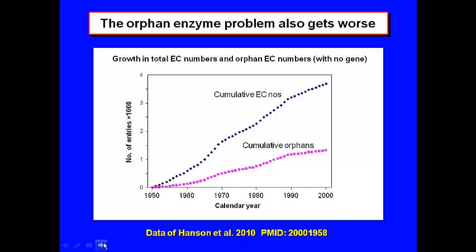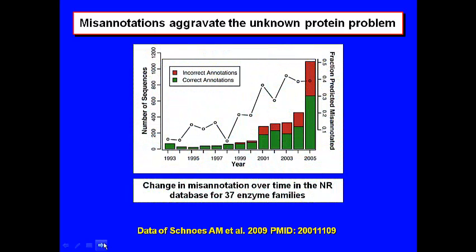I told you at the beginning, hypothetical protein is in a sense a good annotation because it's honest. It says we don't know what it is. A much worse annotation is one which is wrong, or what they call over-annotation, which is more specific than it should be. And there's a very nice study of this, of misannotations, done by Babbitt's group a couple of years ago, where they took 37 very well characterized enzyme families and looked at the change in misannotation over time in GenBank.